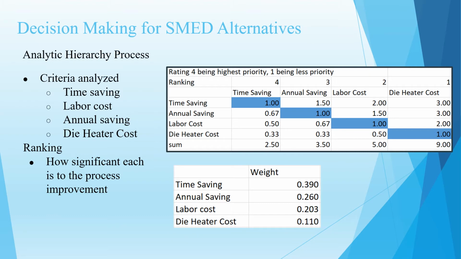After analyzing the costs, we are using the analytic hierarchy process to decide which alternative we are recommending to the company. First, we are generating 4 criteria: time saving, labor cost, annual saving, and die heater cost. Then we give our score of all these criteria by how significant each criteria is to the process improvement. The table on the bottom right shows the overall weight of each criteria. Time saving has the highest weight, which means it is the most important criteria.